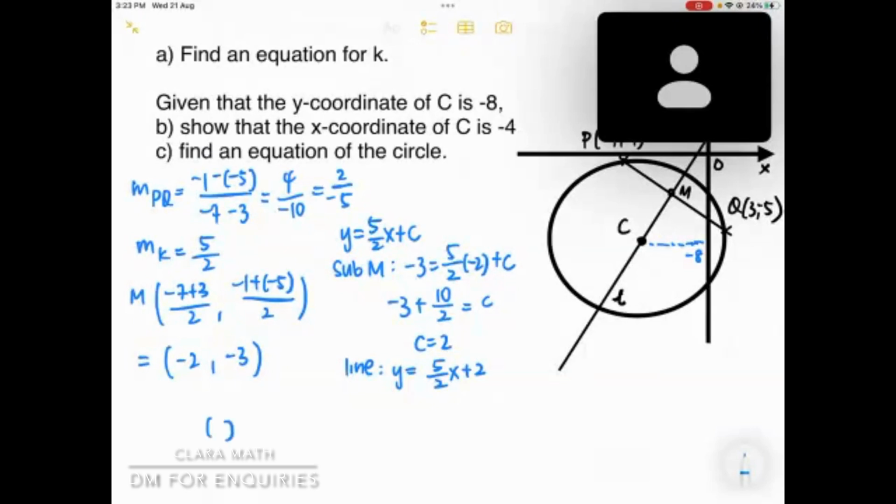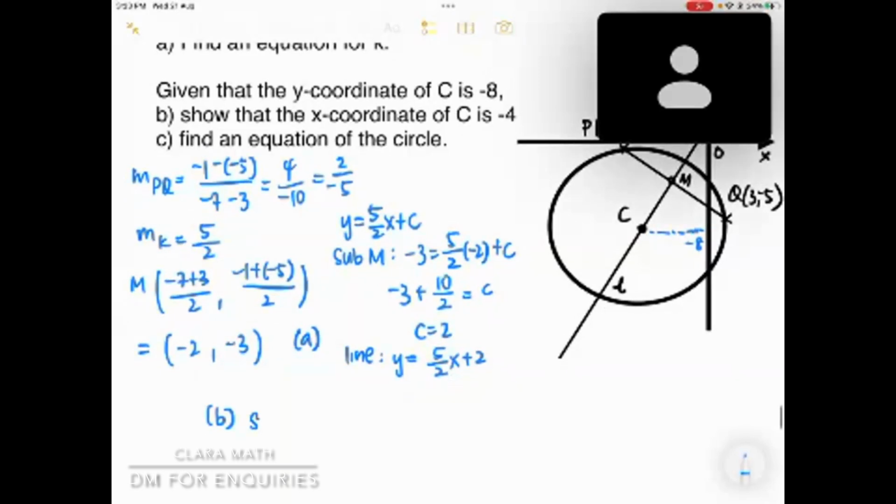All right, B. This one is part A. So sub y equals to -8. Then we find x. That will be -4. Yes. Okay. So then yes, you got this. You got -4. You show to them.